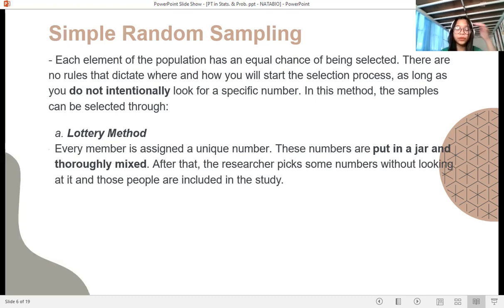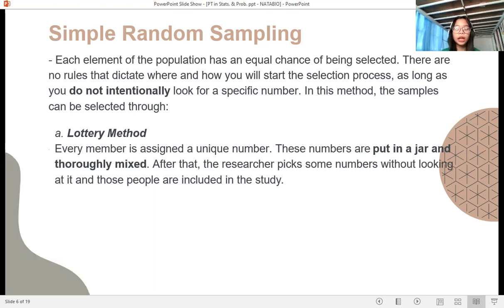If you are familiar with how the lotto works, there is a glass box, and inside the glass box are many balls with numbers, and they are mixed by the pressure of air below the glass box. Later on, the machine picks a ball with a number, unintentionally because it is mixed. So it is a type of lottery method.